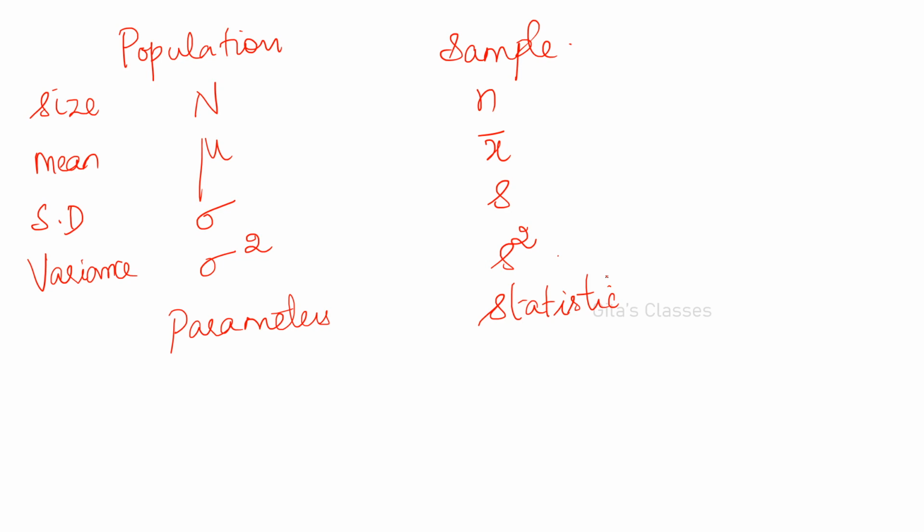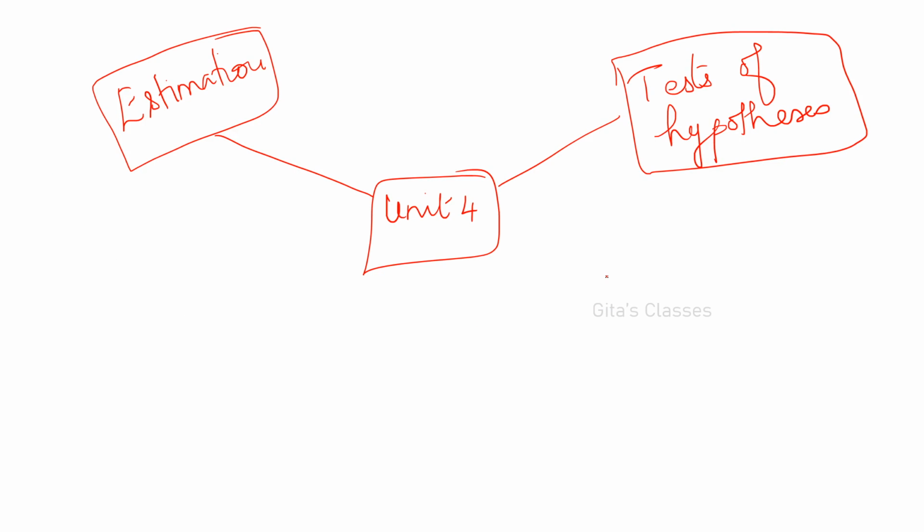Whenever you are finding the test statistic, you should know from the given problem what is given, whether it is mu or x bar, sigma or s. Everything you have to remember, so do it properly. And we have seen the region, and we have seen the formulas for estimations.